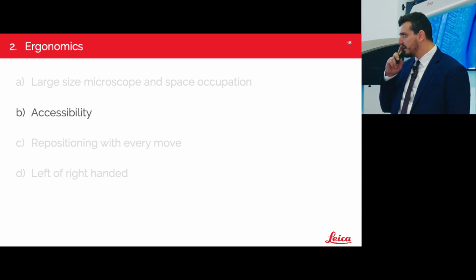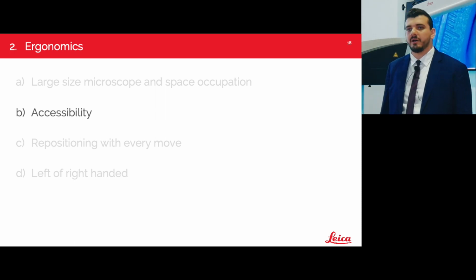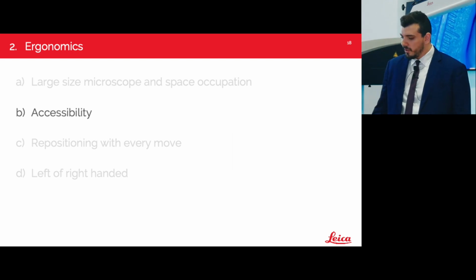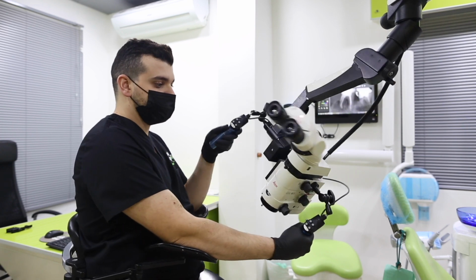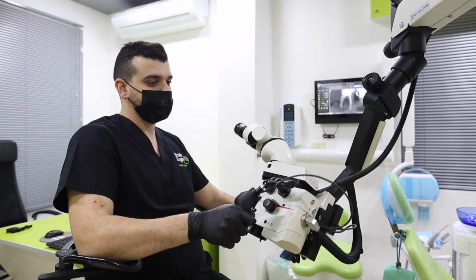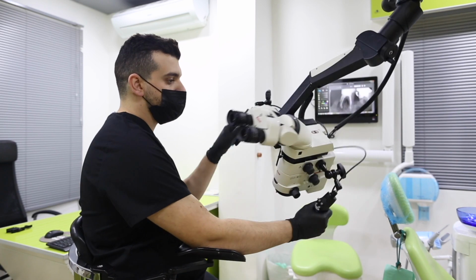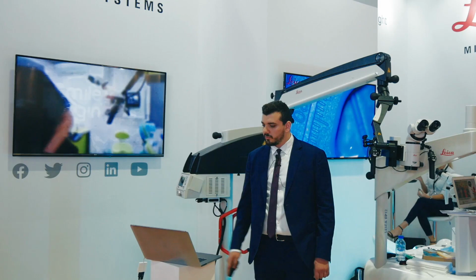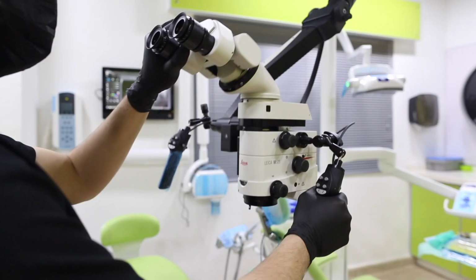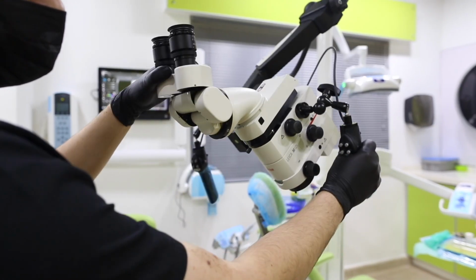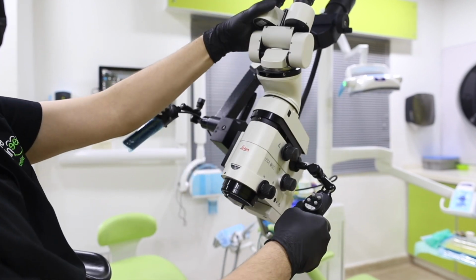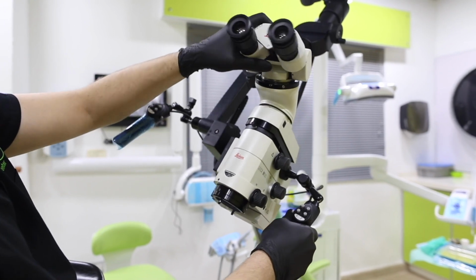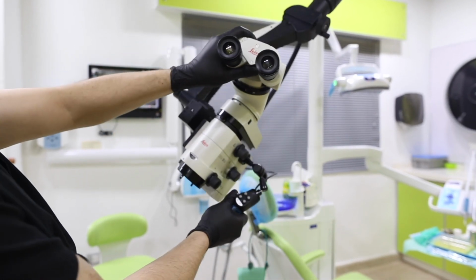And for the accessibility, we cannot reach all areas of mouth easily due to lack of flexibility and movement of microscope in all directions. But here in Leica M525, we can see how flexible it is, and we can use it in all directions without any difficulties. So we can reach any point we want to see inside the mouth easily, and the accessibility is not a complex thing anymore.